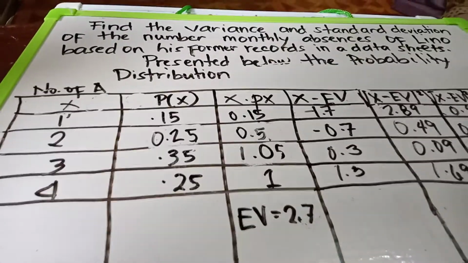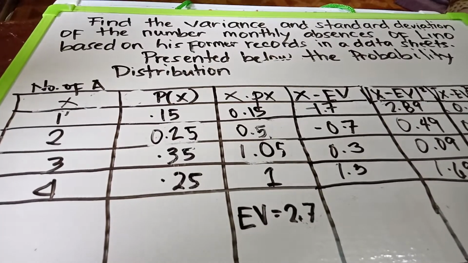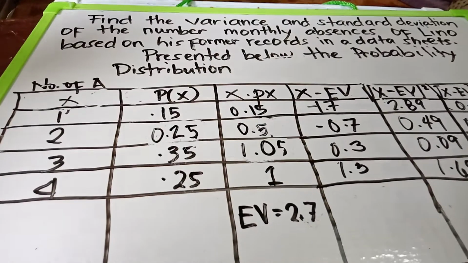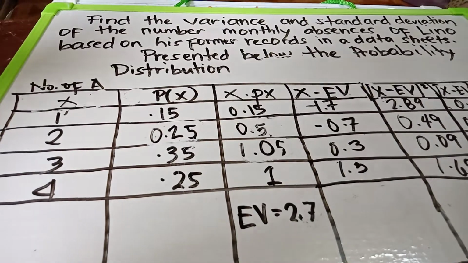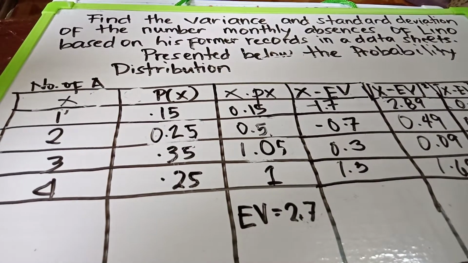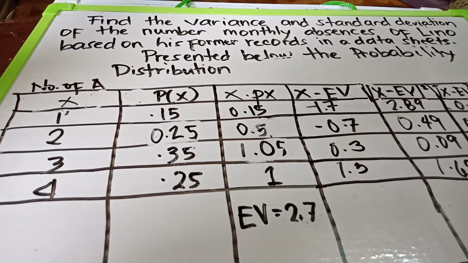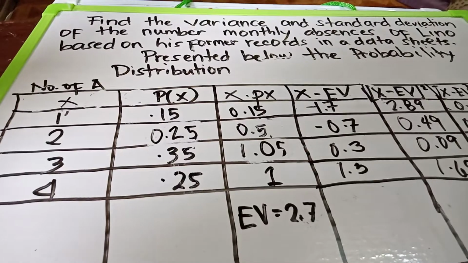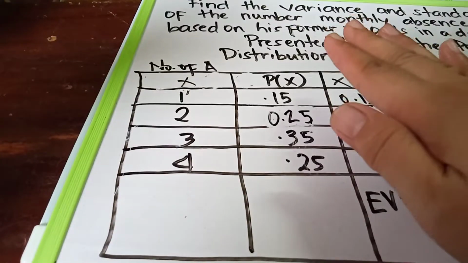This is the first problem solving in getting the mean, the variance, and the standard deviation. Find the variance and standard deviation of the number of monthly absences of Lino based on his former records in a data sheet. Presented below is the probability distribution. First, this is only the given.